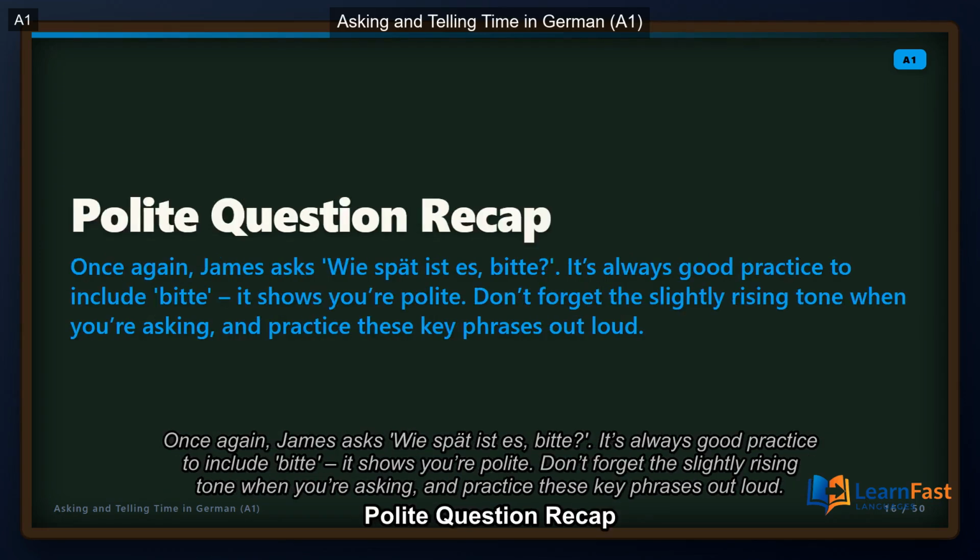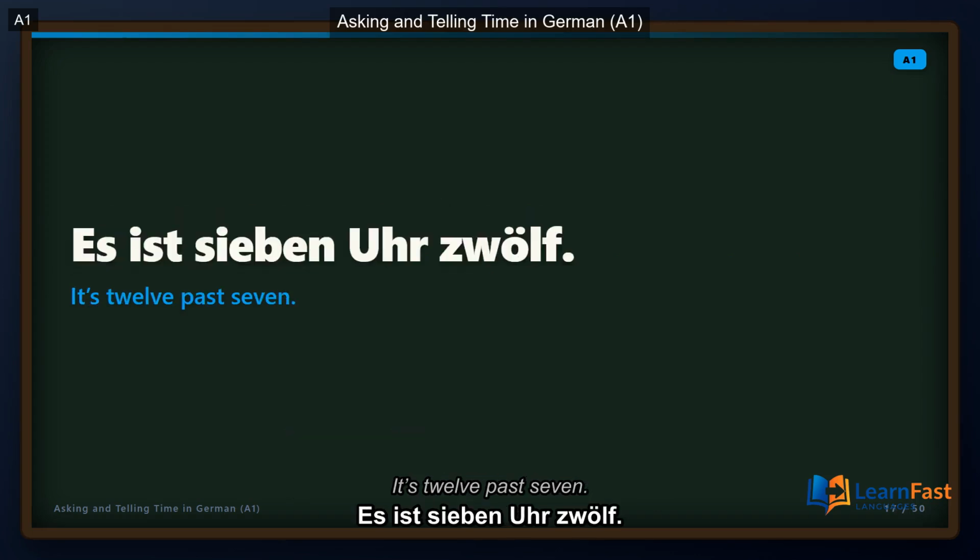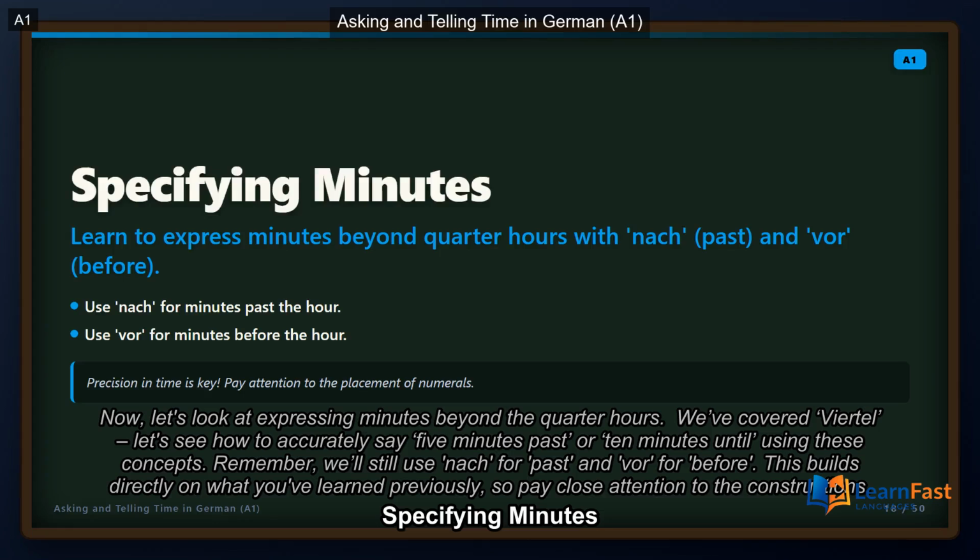Once again, James asks, Wie spät ist es, bitte? It's always good practice to include bitte, it shows you're polite. Don't forget the slightly rising tone when you're asking, and practice these key phrases out loud. Es ist 7:12 Uhr. Now, let's look at expressing minutes beyond the quarter hours.